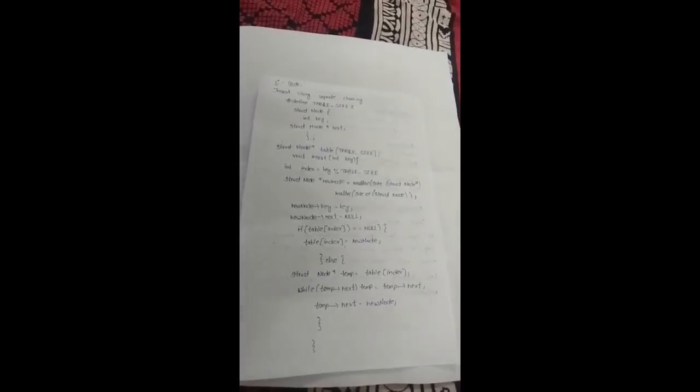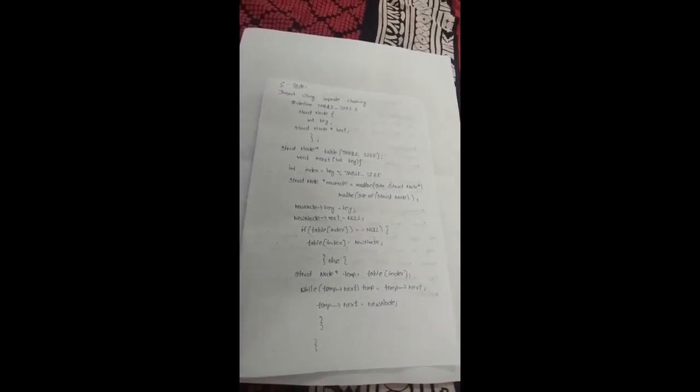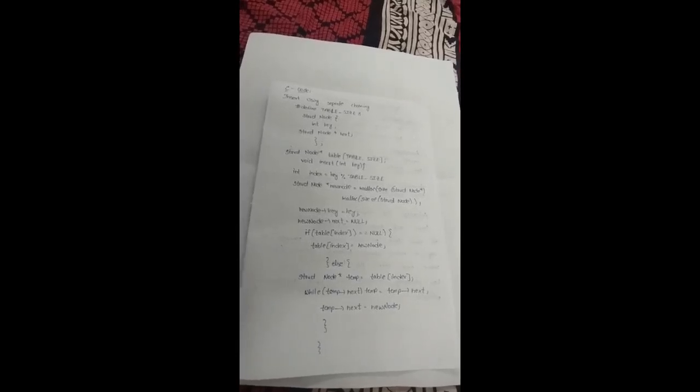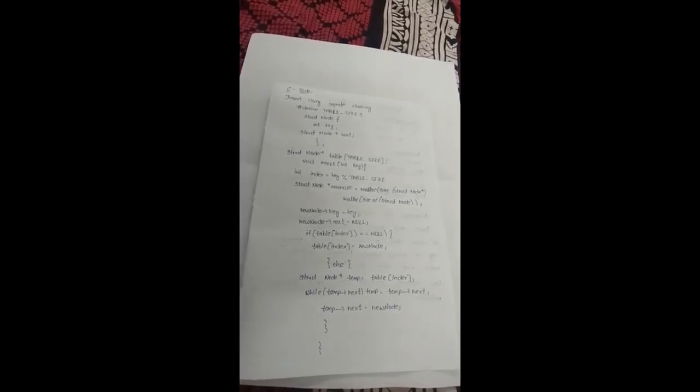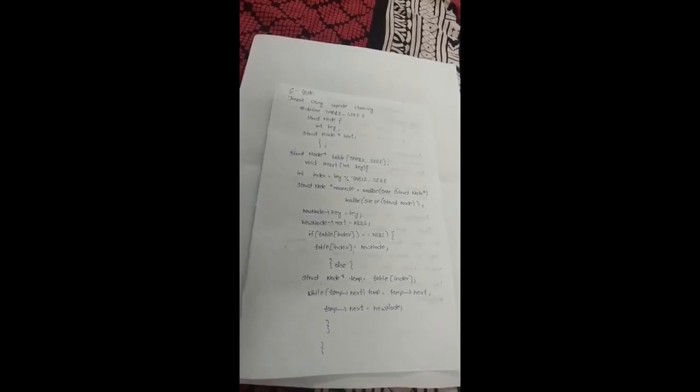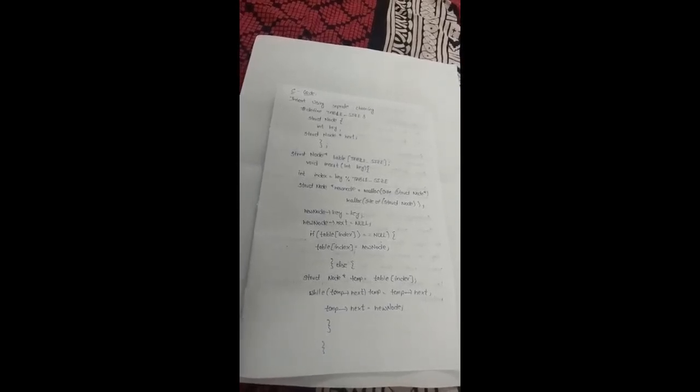But if there is already a node, we traverse the linked list and add our new node at the end. Struct node temp equals table of index, while temp next is not null, temp equals temp next, then temp next equals new node. This keeps all keys at the same index in a proper chain and insertion remains efficient.